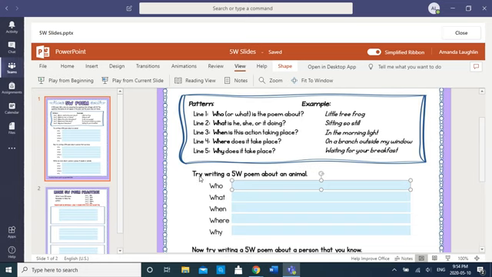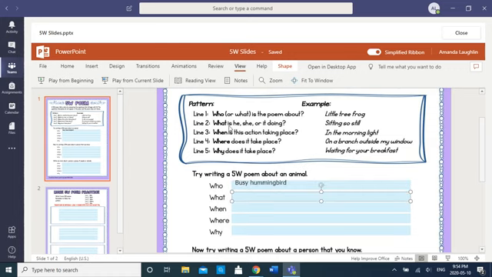So this first one needs to be about an animal, and all of them need to follow the proper pattern. So the first line needs to say who or what the poem is about. And because I need to write about an animal, I'm going to write about a hummingbird. So my first line is going to be busy hummingbird. And adding a descriptive word in there is nice rather than just saying the animal.